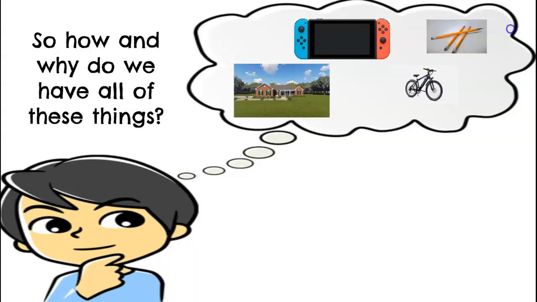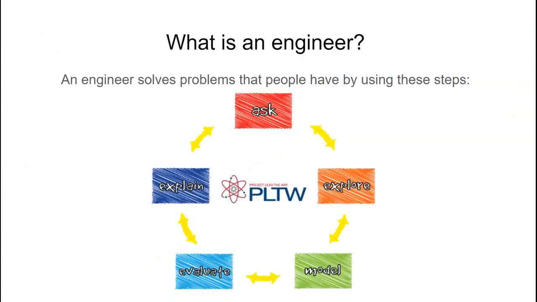Who solves these problems? People called engineers work to solve problems that we have every day. An engineer solves problems that people have by using special steps. The first step is to ask. We have to ask, what is the problem that we have? Then we explore some ideas. Next, we build a model. A model is a representation of what it is that we're building. Then we have to evaluate by testing out our model. Last, we explain how we got to our answer. Sometimes our answers work, and sometimes they don't. That's okay.